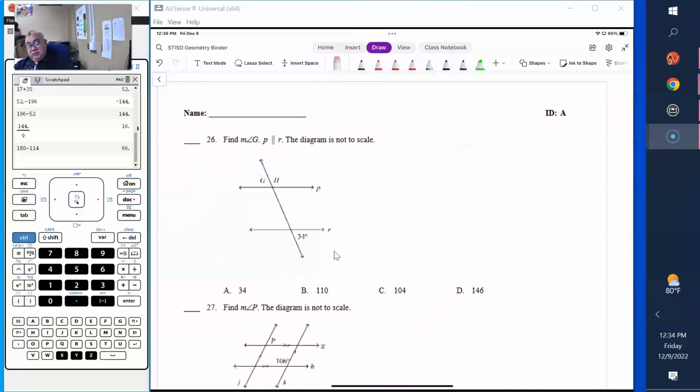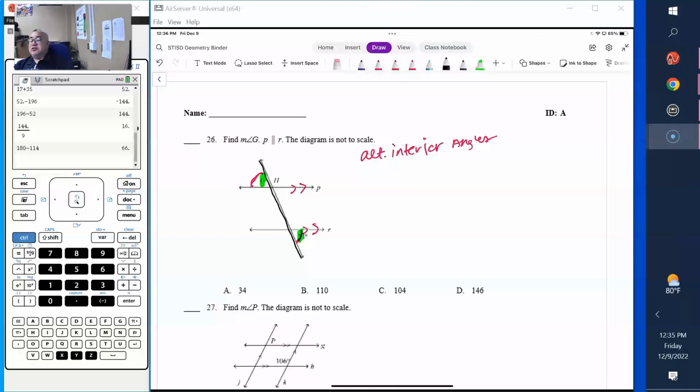Find the measurement of angle G. So you're trying to find angle G. What do they give you? P is parallel to R. And they also give you that this angle right here has a measurement of 34. We know that these two angles, the ones that I'm going to highlight, are alternate interior angles. And we know that alternate interior angles are congruent when the two lines are parallel cut by a transversal. This is your transversal.